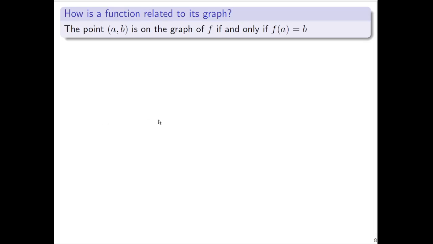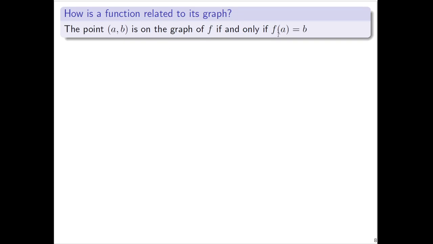Okay, just a friendly reminder of how a function is related to its graph. So if you have the point (a, b) on the graph of a function, that means f of a equals b. And on the other hand, if you know that f of a equals b, then you know that there's a point on the graph of the function, and that point would be (a, b).